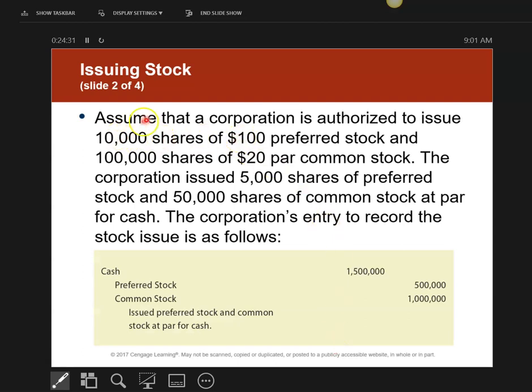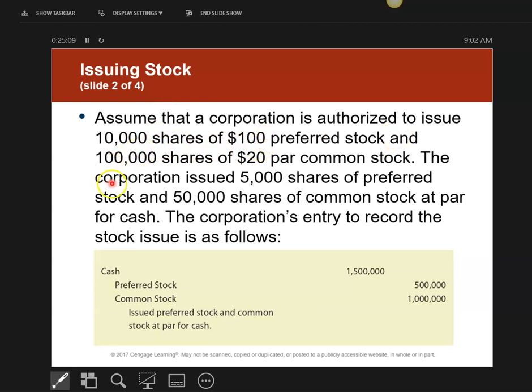So pay attention here. Assume that a corporation is authorized. That basically means the state says that I can issue 10,000 shares of $100 preferred stock. The $100 represents the par value. So I'm authorized to issue, which means sell, 10,000 shares of $100 preferred stock.